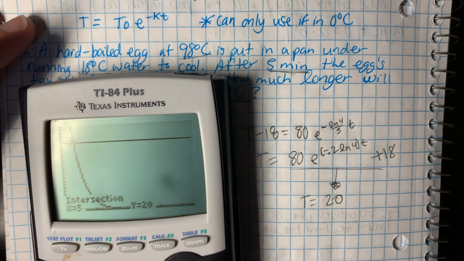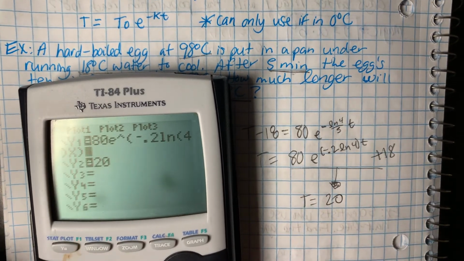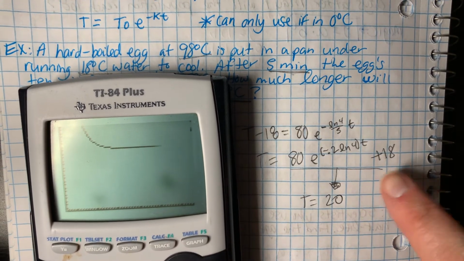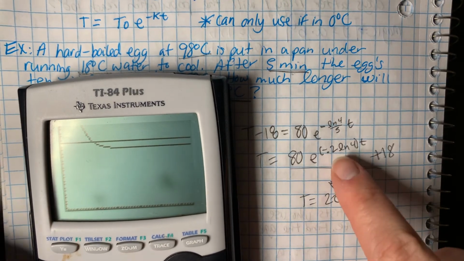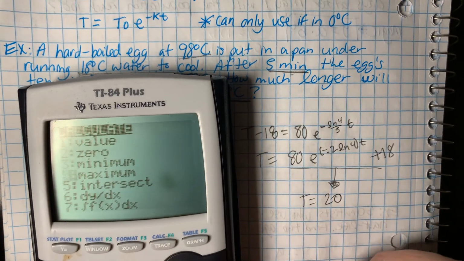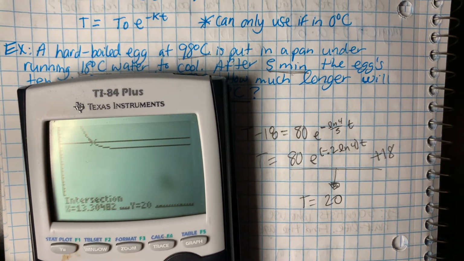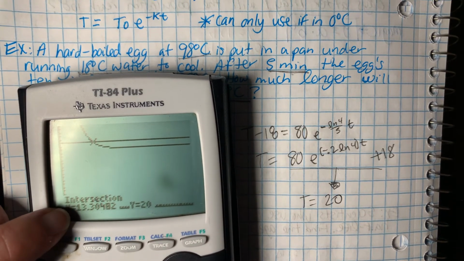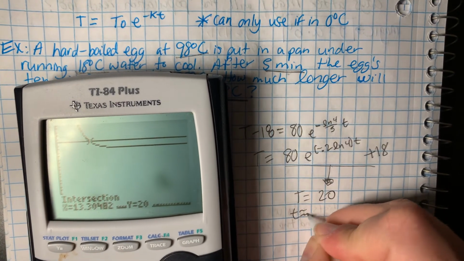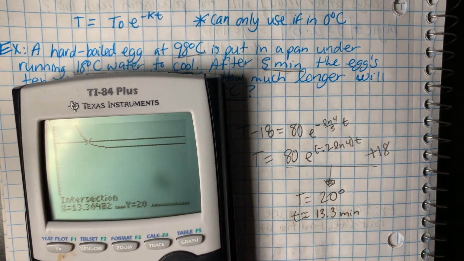No. What happened? Oh, I didn't add this plus 18. That didn't make any sense because in our equation over here, it took 5 minutes for it to get to a different amount. So there you go. Intersect, second line, first line, guess. There we go. So at about 13.3, our time is approximately 13.3 minutes for it to get to 20 degrees.